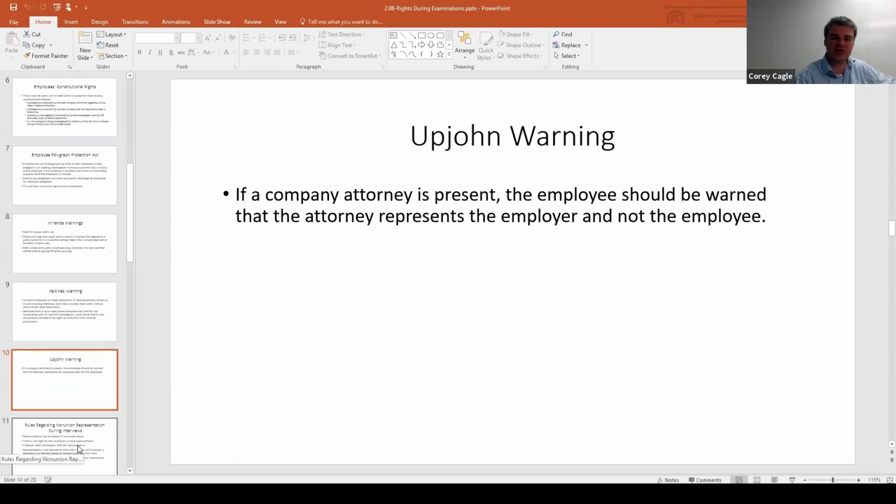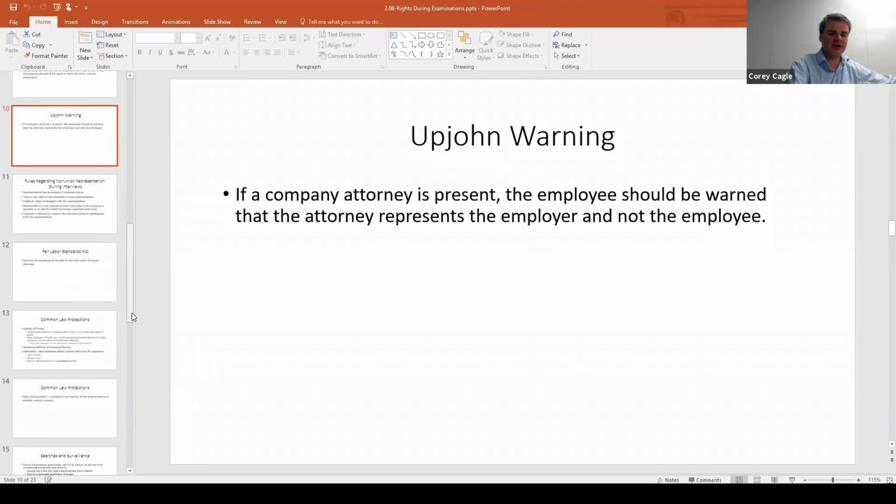And then there's the Upjohn warning. If a company attorney is present, the employee should be warned that that attorney represents us, not you. The company doesn't represent you, it represents us. That warning is supposed to be given if the company attorney is there. Just kind of covering your bases.